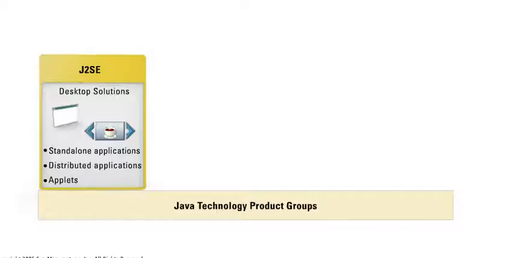Using Java technology, we can build a wide range of applications. But in order to do that, we need to know which Java technology product group to download and install. Now there's three of them. The first is the J.